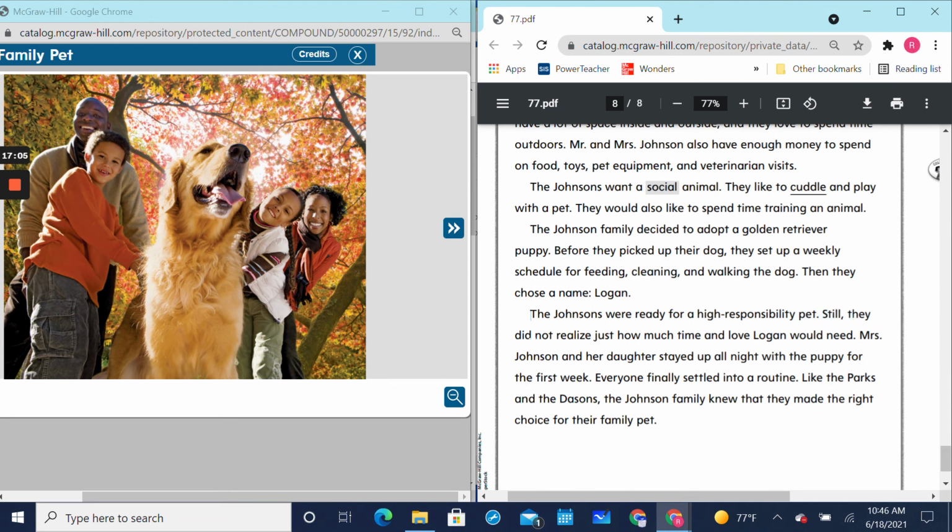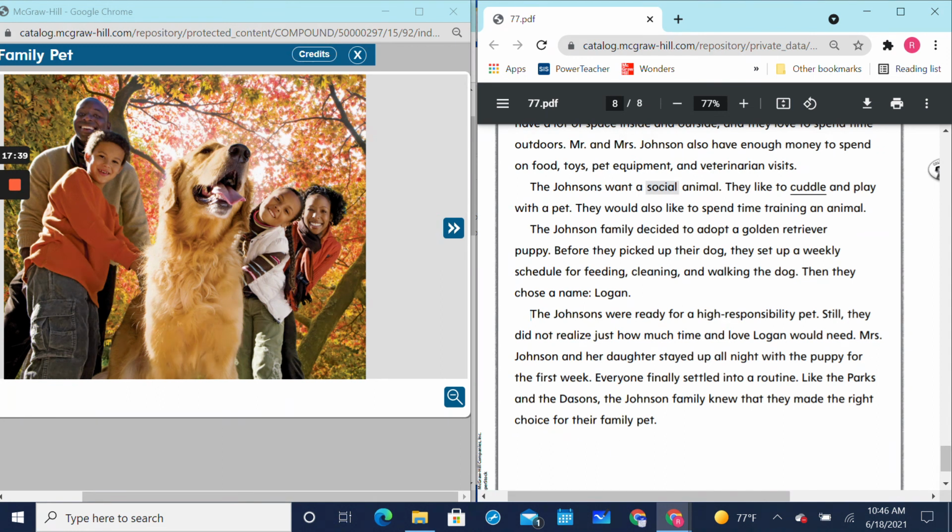Still, they did not realize just how much time and love Logan would need. Mrs. Johnson and her daughter stayed up all night with the puppy for the first week. Everyone finally settled into a routine. Like the Parks and the Dasons, the Johnson family knew that they made the right choice for their family pet.